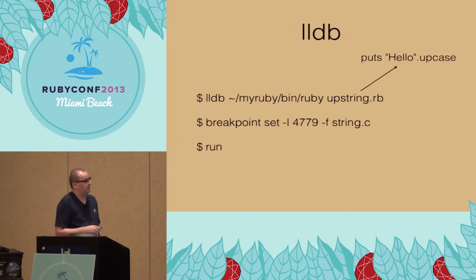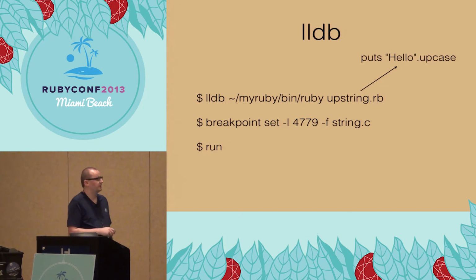So this is how you would actually debug Ruby, running the upcase.rb file using LLDB. So you basically provide the path to the binary, provide a string, provide the name of the file, and the file is just basically upcasing hello. And then when you enter LLDB, you would set a breakpoint at this line in this file. This is the first line of the upcase method that's implemented in C.